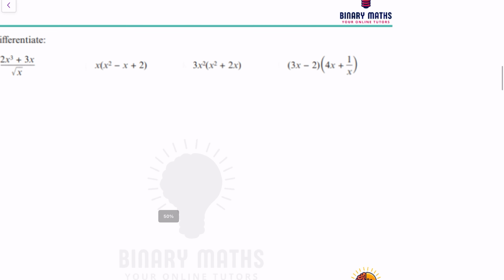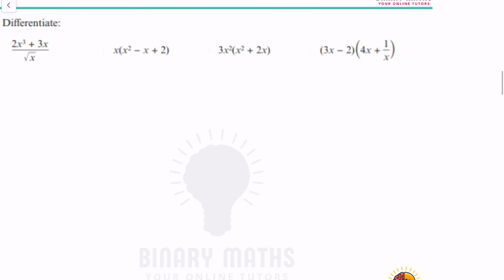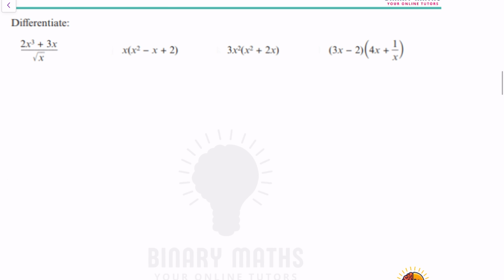Okay, let's do some more examples. So again, we're differentiating. Let's call these A, B, C, and D. Okay, so f of x, I'm just going to use f of x in this case, is equal to 2x cubed plus 3x over root x.